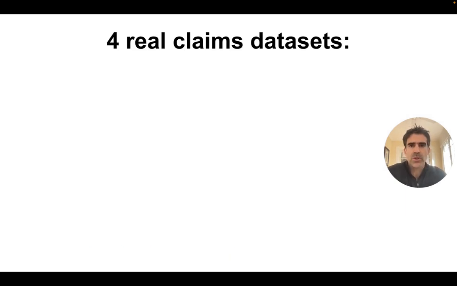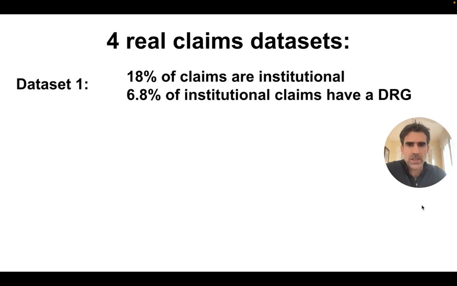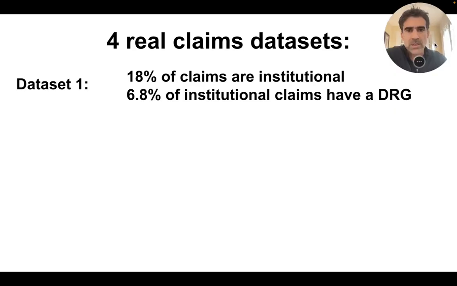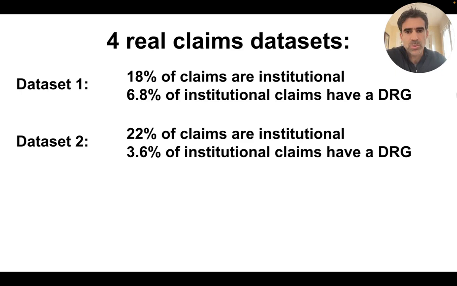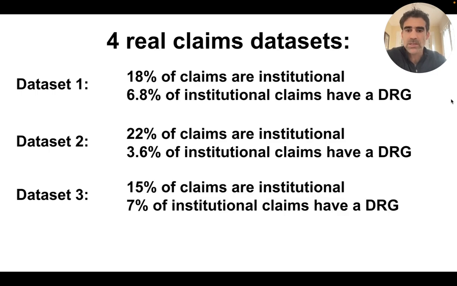And here I want to show 4 real data sets that I've been working with recently and show how often DRG appears. So the first data set has 18% of all the claims being institutional, and 6.8% of the institutional claims have a DRG. In a second data set, 22% of the claims are institutional, and 3.6% of all institutional claims have a DRG. In a third data set, 15% of the claims are institutional, and 7% of the institutional claims have a DRG.